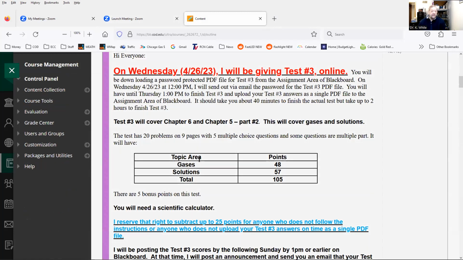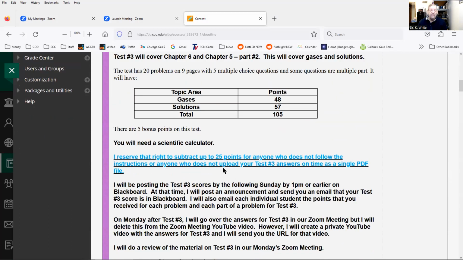It'll have 9 pages with 5 multiple choice, and some of the questions are multiple part. We'll have 48 points on gas, 57 on solutions, a total of 105, and 5 bonus points. Remember, if you don't upload it as a single PDF file, I reserve the right to subtract up to 25 points if you don't do that or get things in on time.